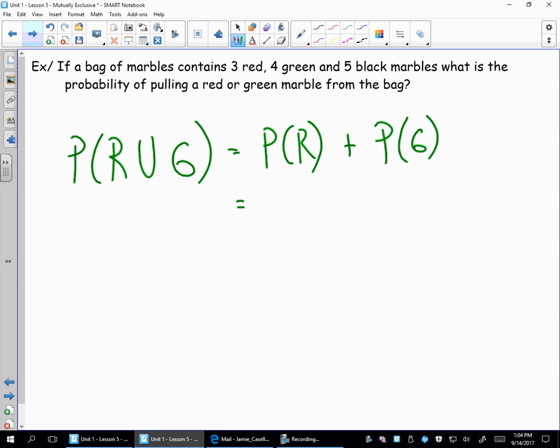So red, how many reds are there? There's 3. Out of, how many altogether in the bag? 12. Green, there's 4 of those out of the 12. So if I combine them, there's 7 out of 12 ways of getting a red or a green. Okay, that's a mutually exclusive thing.